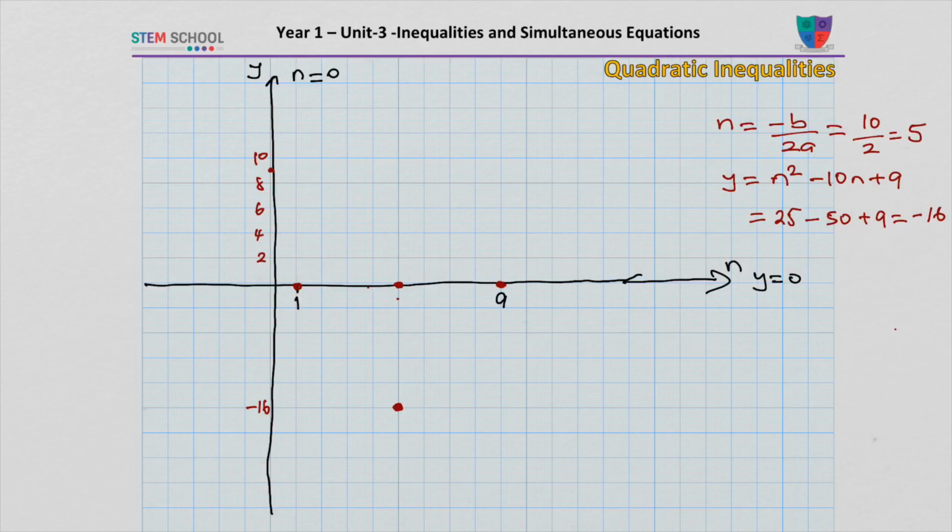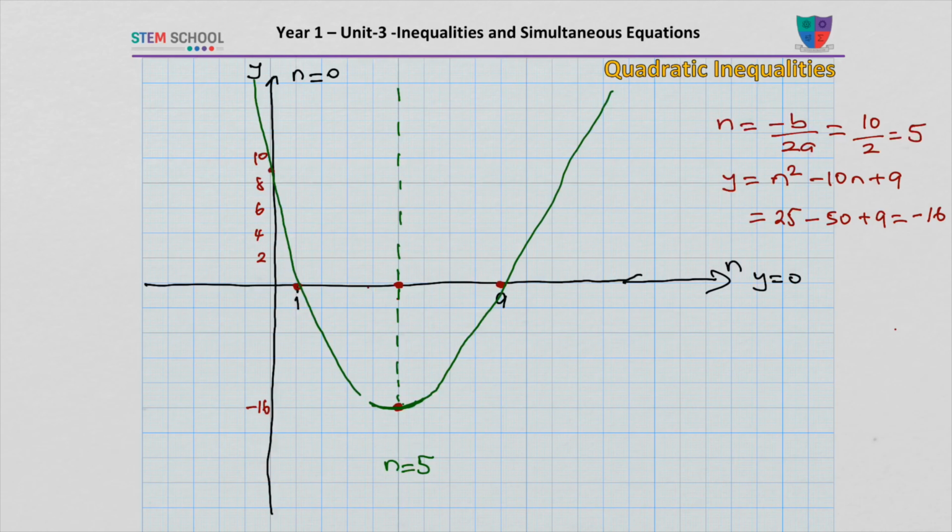This is x equals 5. The n equals 5 is the line of symmetry. The curve will have a turning point here, and then it will go through the 9 value here. So that's the minimum value here.